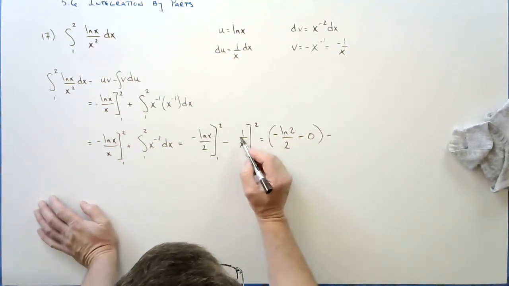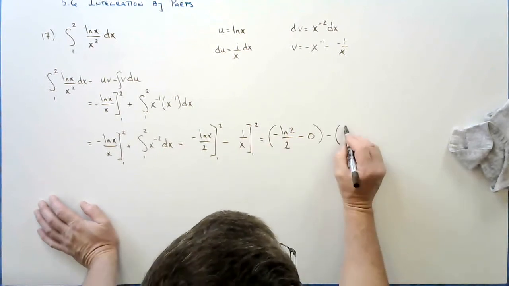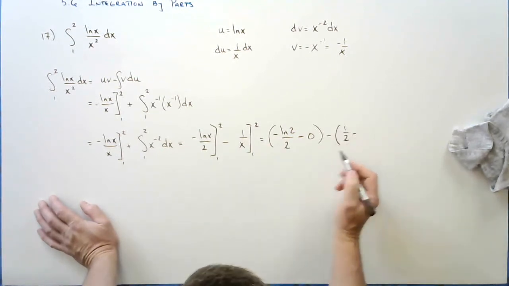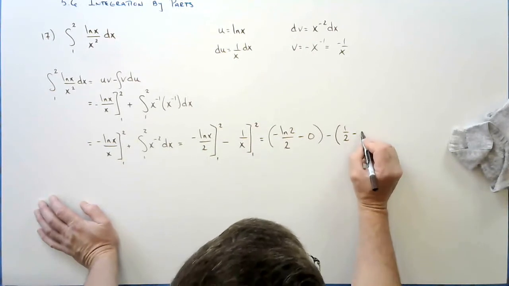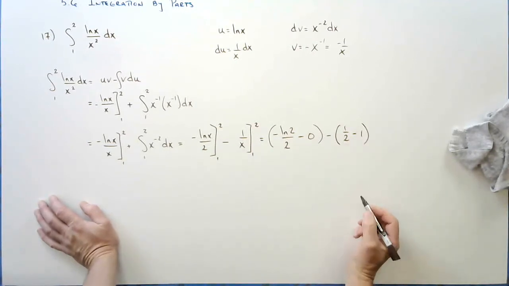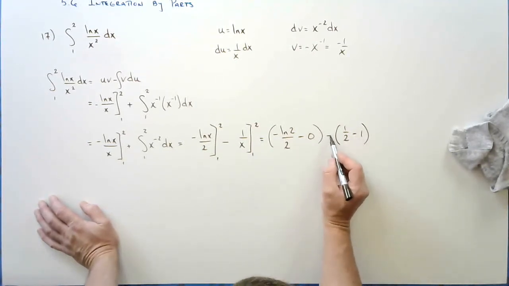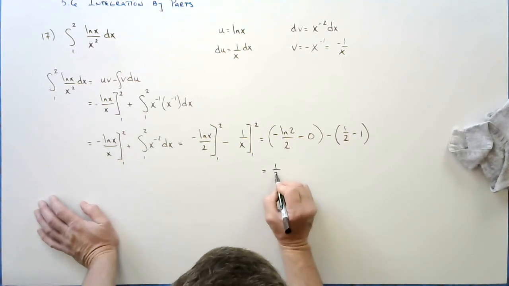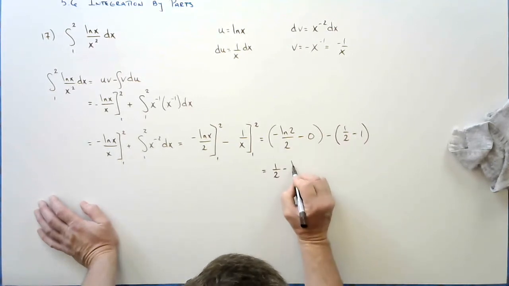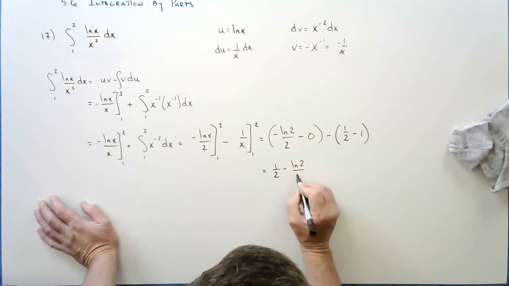Minus, when we plug in 2 here, we're going to get a half. Minus, when we plug in 1, we're going to get 1. So what do we have? We have a half minus 1 with another negative. That's going to be positive 1/2. And here we have minus the natural log of 2 over 2.